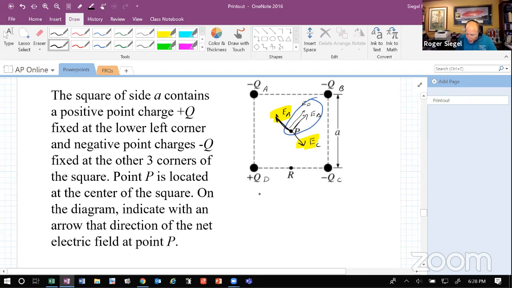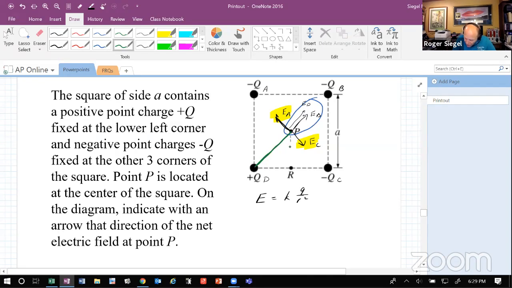Well, I know that the electric field from a single point charge is equal to KQ over R squared, where Q is the charge and R is the distance. So let's go ahead and look at this and see if we can get this distance. What is the distance from here to here? That's what we want to know. What is that distance?